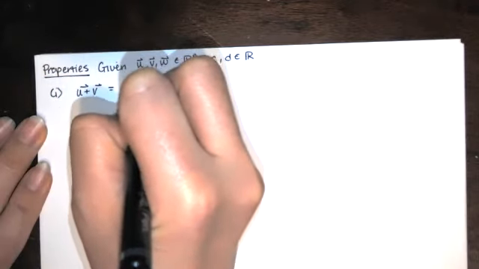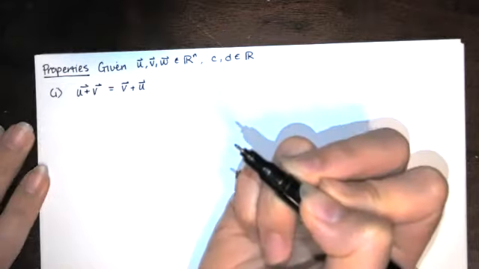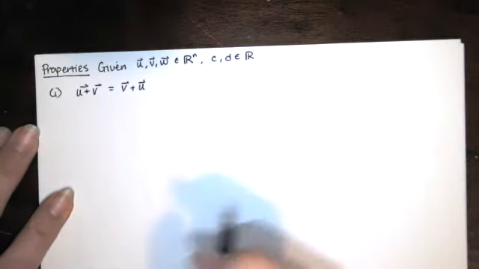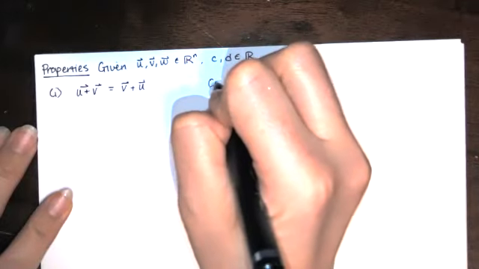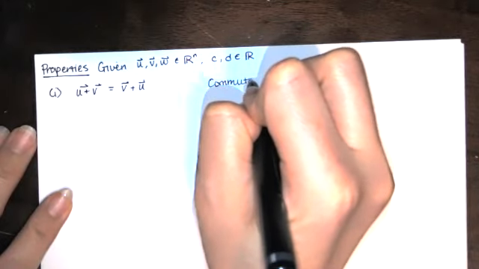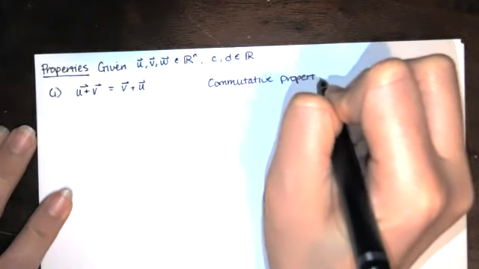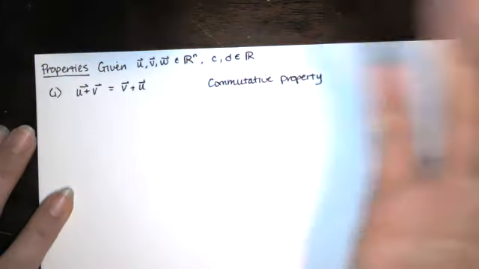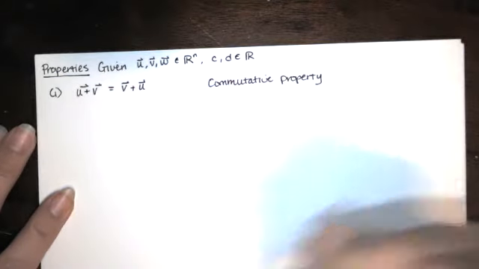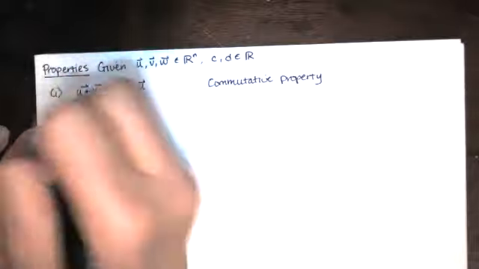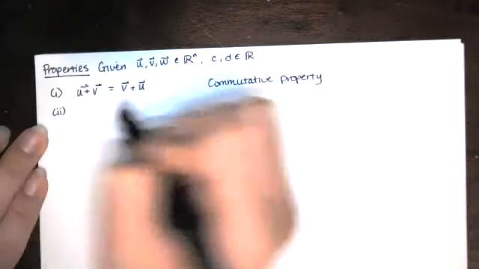You can take u plus v, and you can take v plus u. You're still going to end up with a vector, and you can change the order. u plus v is the same as v plus u. This is the commutative property. Commutative means you can add in any order you want. Or the commutative property of multiplication would be you can multiply in any order you want. We haven't talked about multiplication of vectors yet.